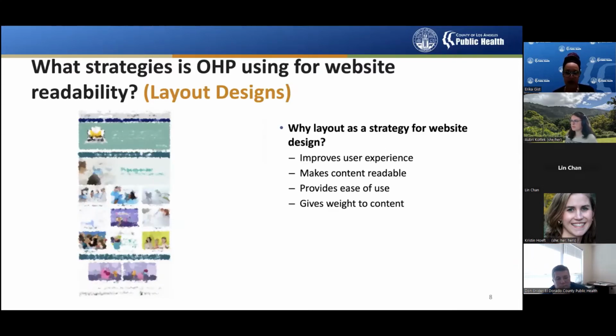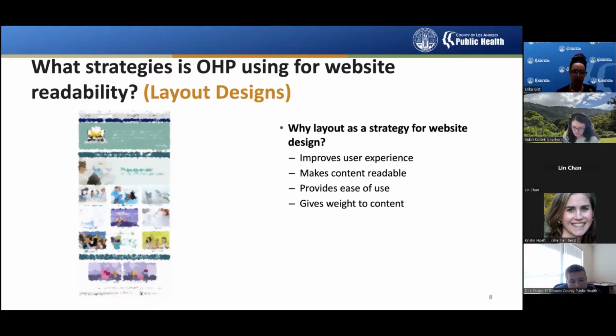Layout is also incredibly important. It takes into consideration factors that we, as novices to website design, may not take into consideration. For example, layout design improves the user experience. Basically, what this means is making the content on the screen more digestible. So basically, we're breaking up the information into sections.